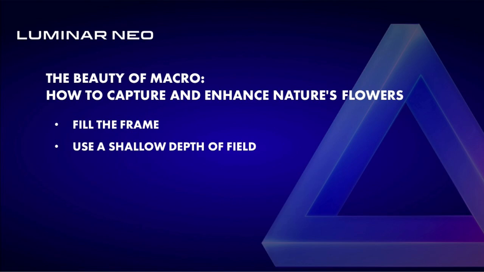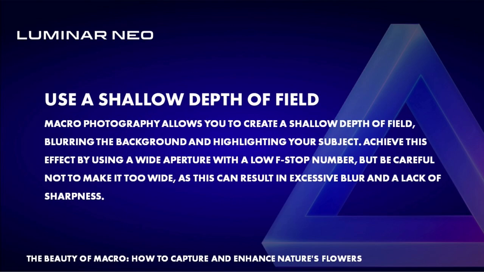Use a shallow depth of field. Macro photography allows you to create a shallow depth of field, blurring the background and highlighting your subject. Now, achieve this effect by using a wide aperture with a low f-stop number, but be careful not to make it too wide because then it can result in excessive blurring and a lack of sharpness.